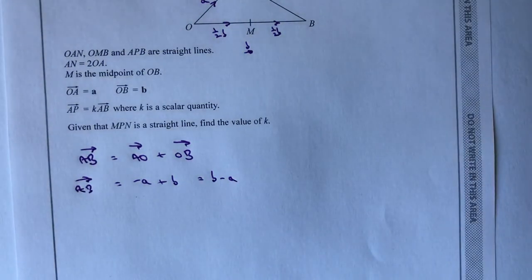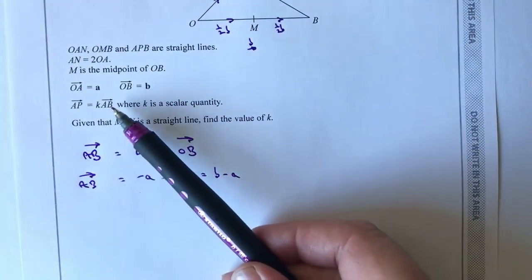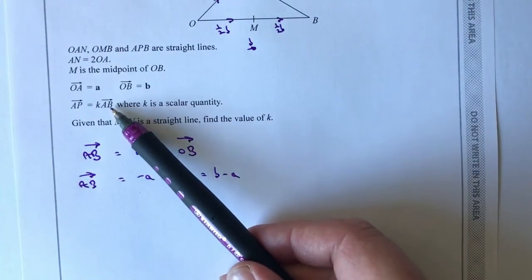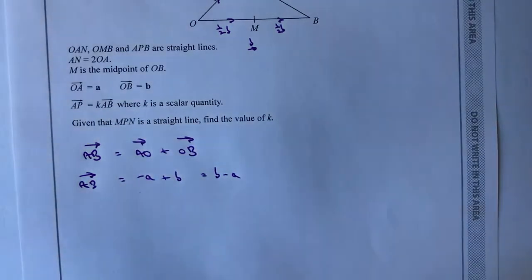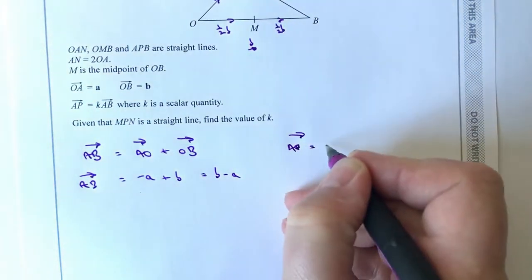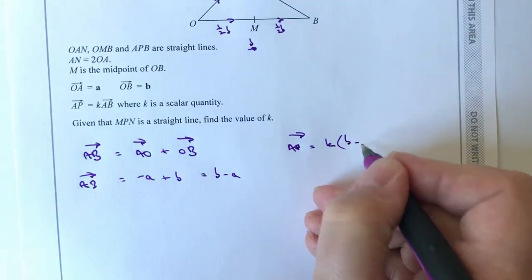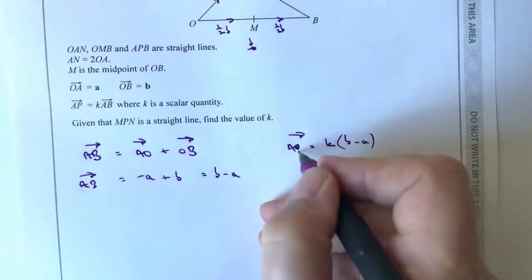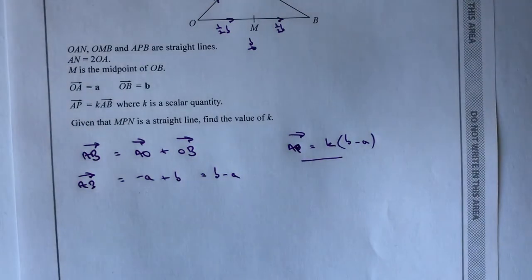All right, now, based on the information that we've got, we're saying that AP is a scalar quantity. It's a factor, a multiple of AB. So I can absolutely say then that AP is going to be equal to K multiplied by B minus A. Okay, so that's my first bit of information that I'm going to need for this particular question.